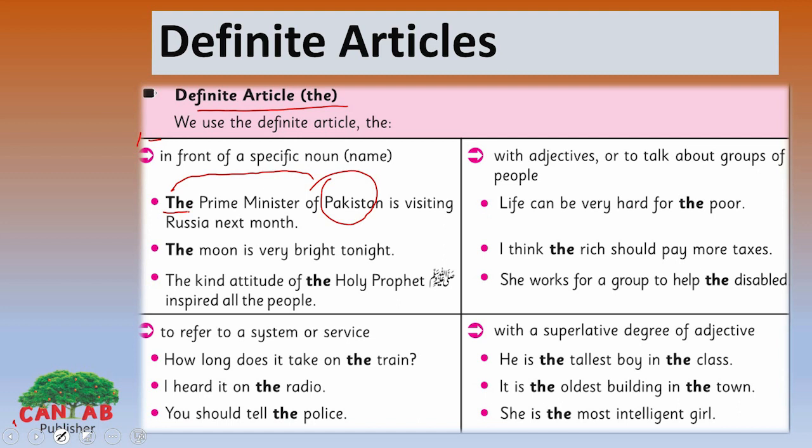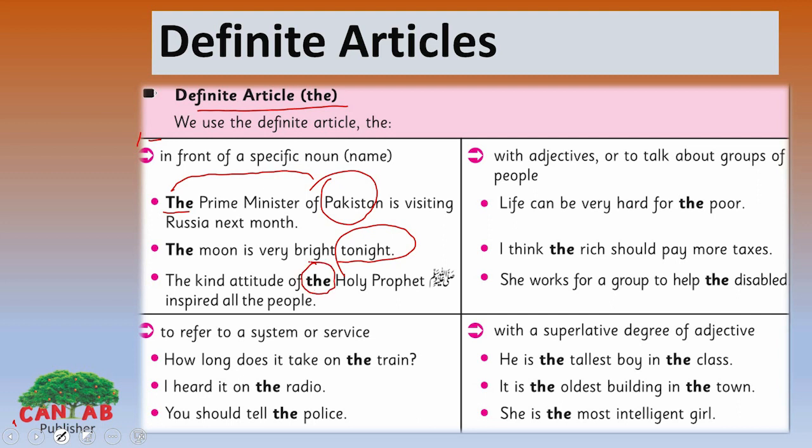Look at the second example. The moon is very bright tonight. We are specifically talking about tonight here, that it looks bright only tonight. Look at the third example. The kind attitude of the Holy Prophet inspired all the people. Here we are specifically talking about the attitude of the Prophet Hazrat Muhammad sallallahu alaihi wasallam. That's why we have added the here.